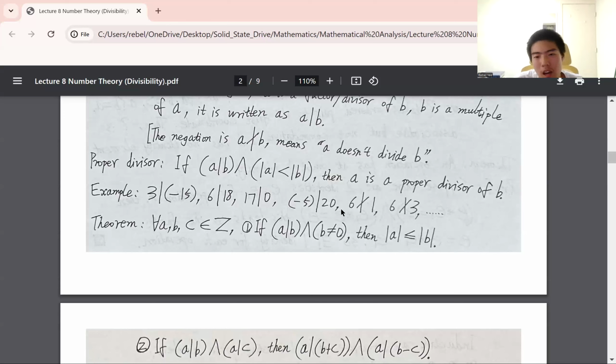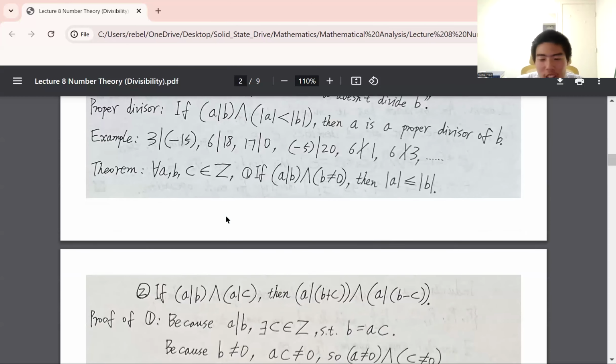-5 divides 20, yes. 6 divides 1? No, because you cannot find an integer times 6 that equals 1. But you can always find an integer times 17 equal to 0, because 0 times 17 equals 0. So that's how we solve it. And 6 does not divide 3, because 6 times 1/2 is equal to 3, and 1/2 is not an integer.